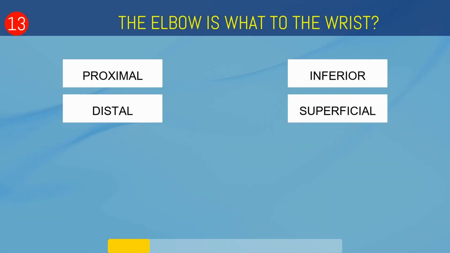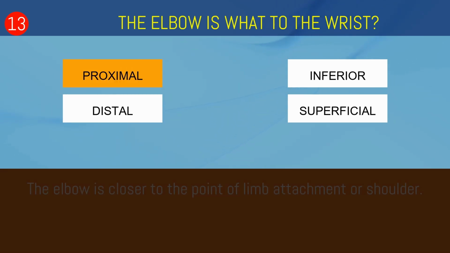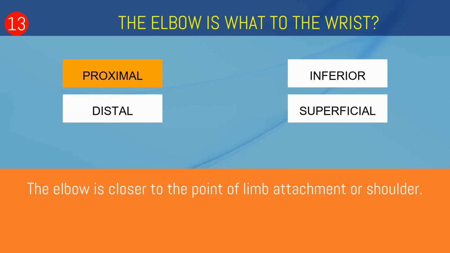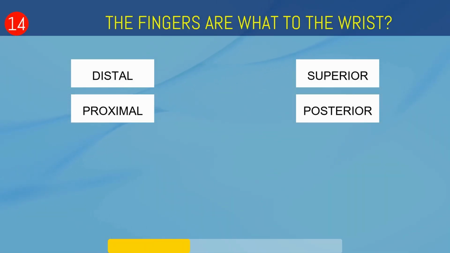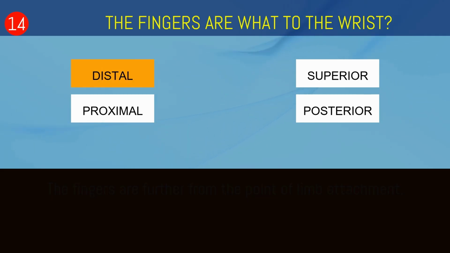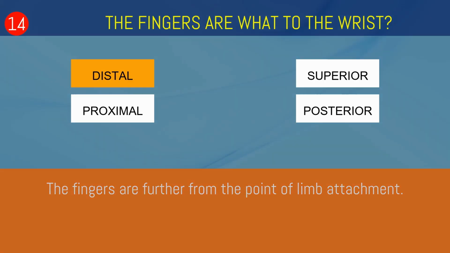The elbow is what to the wrist? Proximal, distal, inferior, or superficial? Proximal. The elbow is closer to the point of limb attachment or shoulder. The fingers are what to the wrist? Distal, proximal, superior, or posterior? Distal. The fingers are further from the point of limb attachment.